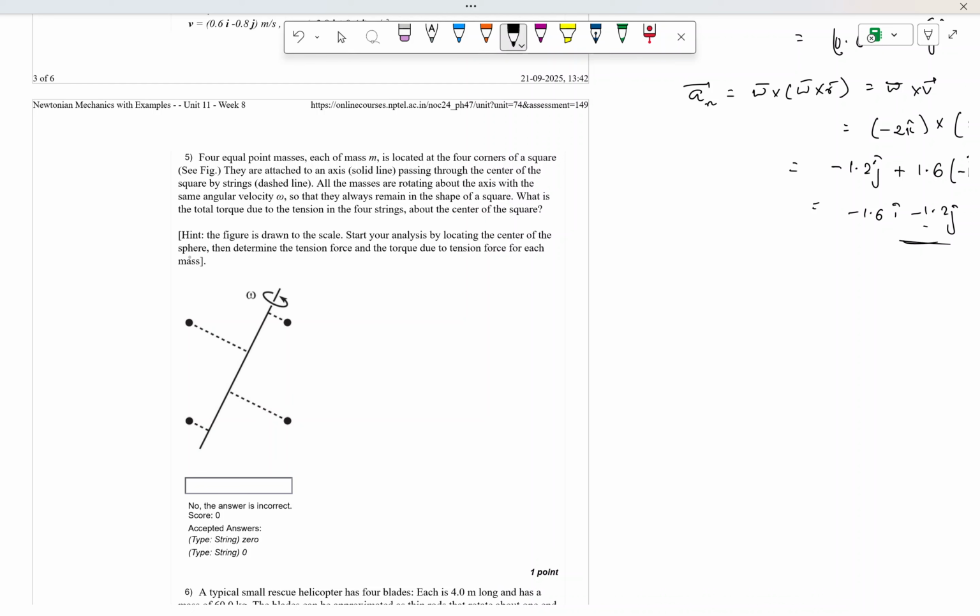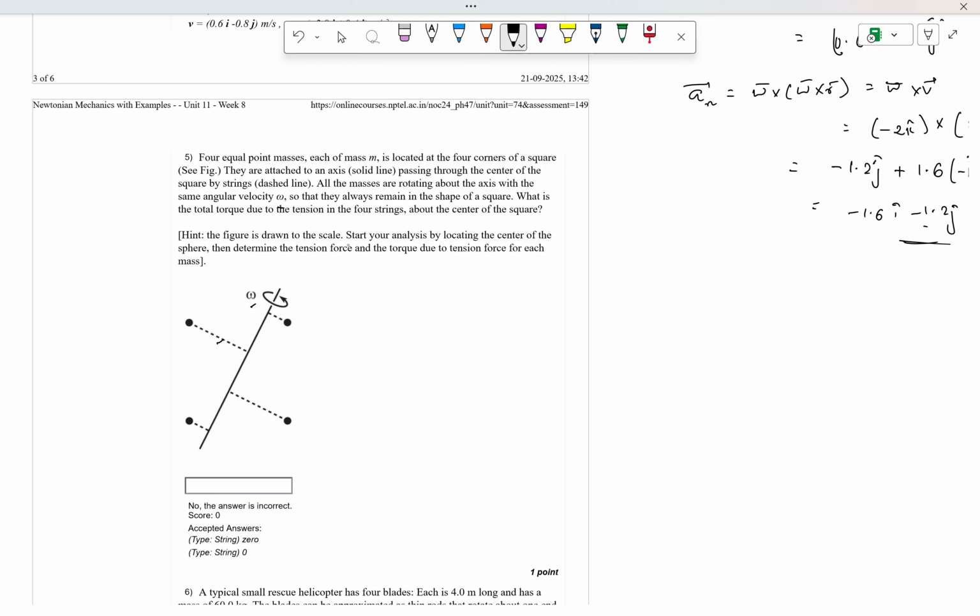In question number 5, they are saying that 4 equal point masses, each of mass m, are located at 4 corners of a square. See this figure. They are attached to an axis, which is the solid line passing through the center of the square, by strings, which are these dashed lines. All the masses are rotating about the axis with the same angular velocity omega, so that they always remain in the shape of a square. What is the total torque due to the tension in the 4 strings about the center of the square?